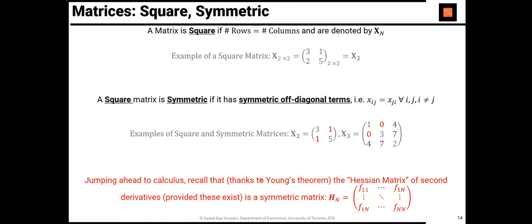Jumping ahead, you should review multivariate calculus. You may remember Young's theorem. The Hessian matrix is this matrix of second derivatives. And you will notice that over here in this matrix, I did not say f_n1, right? Because by Young's theorem, the second derivative of, let's say, ij is the same as the second derivative of ji. So these off diagonal terms are always going to be the same.